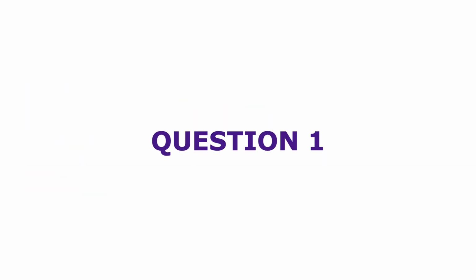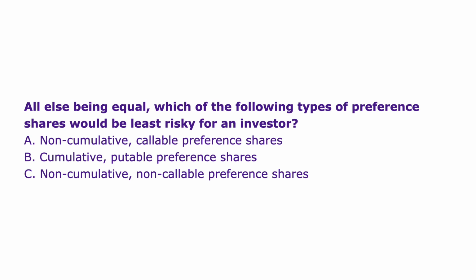Question 1. All else being equal, which of the following types of preference shares would be least risky for an investor? A. Non-cumulative callable preference shares. B. Cumulative putable preference shares. C. Non-cumulative non-callable preference shares.